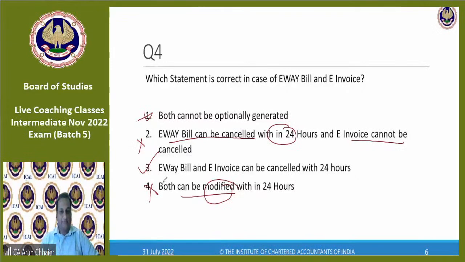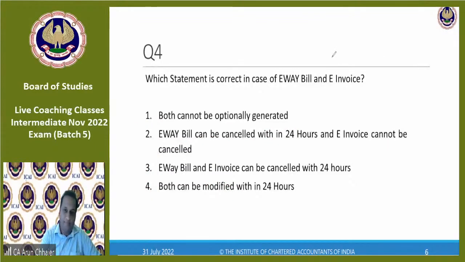Is it okay? We can cancel the e-invoice also. We can cancel the e-way bill also within 24 hours. Similar feature for e-way bill and e-invoice. Fine.